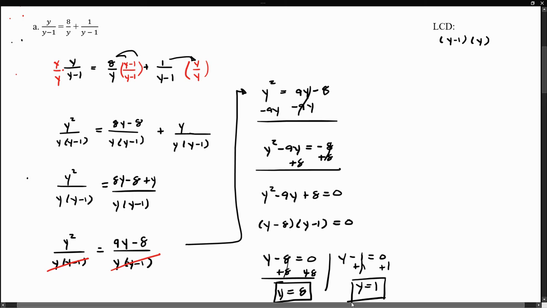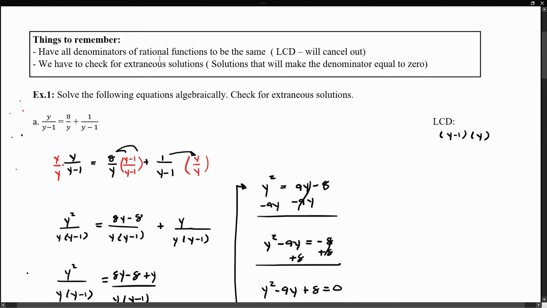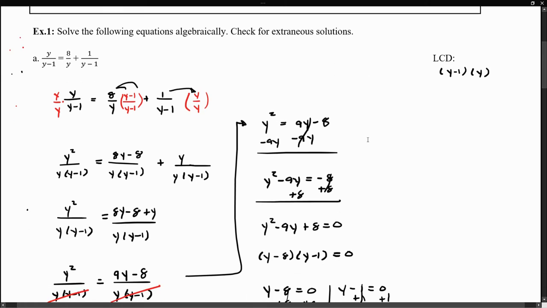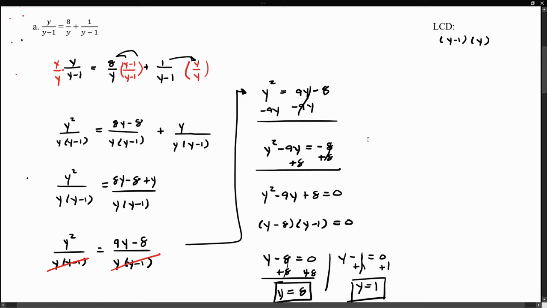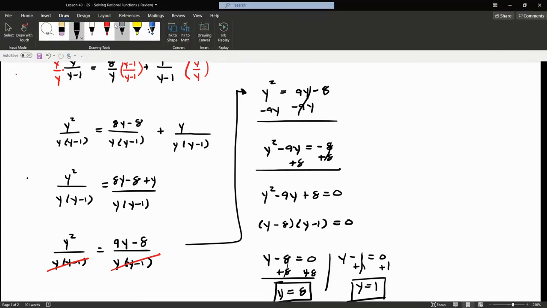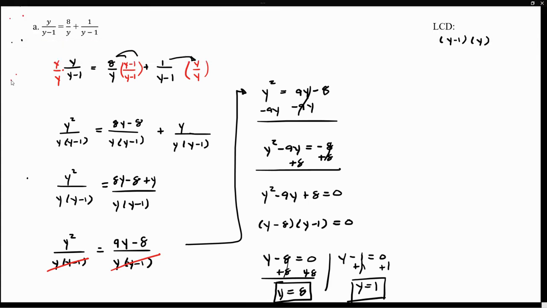So now you might be tempted to just say, well, yes, these are my solutions, so I am done. But notice that we always have to check for extraneous solutions. Now, when it comes to rational functions, extraneous solutions are solutions that make my denominator equivalent to 0. And notice that here we have one extraneous solution.